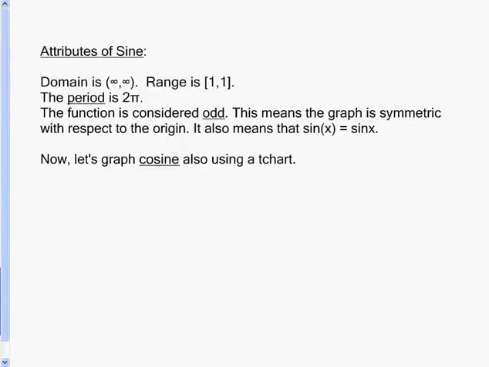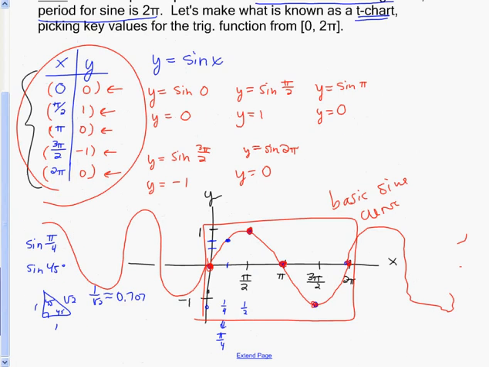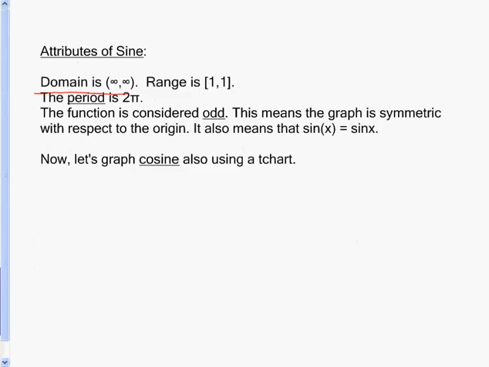Alright, let's look at sine's attributes. From your graph, you can see domain is negative infinity to positive infinity. What do I mean by that? This is the x values here. And like I said, we're going to continue to go on down the graph this way and this way. So positive infinity is out this way, negative infinity is out this way. And so that's how we say domain is positive infinity to negative infinity.